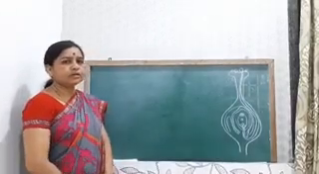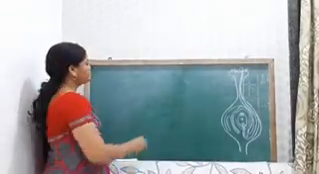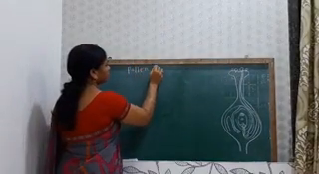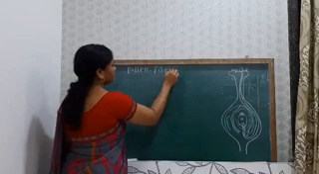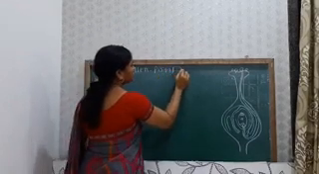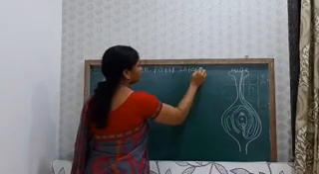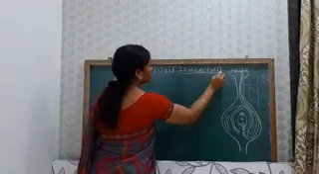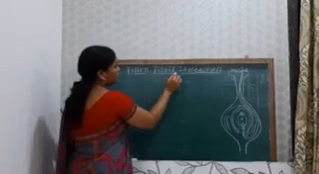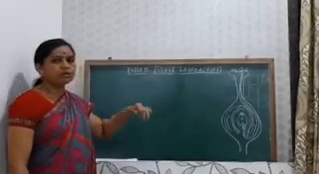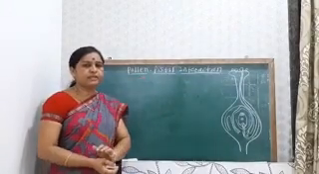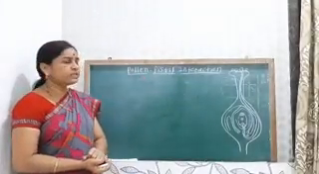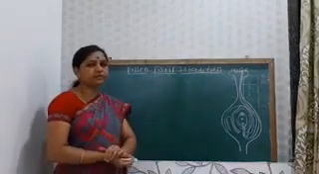Okay, students. Today we see about the pollen-pistil interaction. So we have seen how the pollen grains are transferred, that is by the process of pollination. Today we see how the pollen-pistil interaction happens.